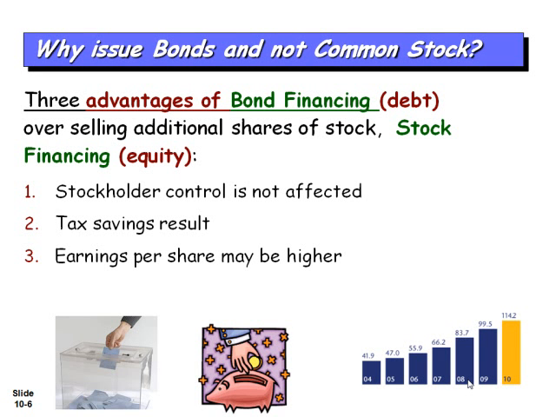Why do companies issue bonds and not common stock? There's 3 advantages to bond financing. You know, a company needs money, so they go after financing, and they're going to borrow it through a bond, issue maybe 5 million or 10 million in bonds and pay interest. Or they're going to issue new stock, maybe a second round of stock issued, and that would be equity financing.